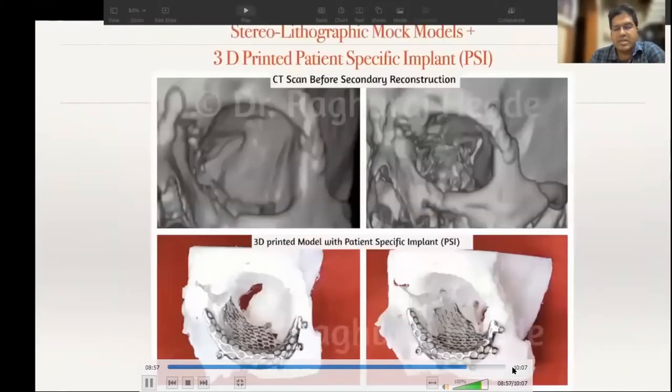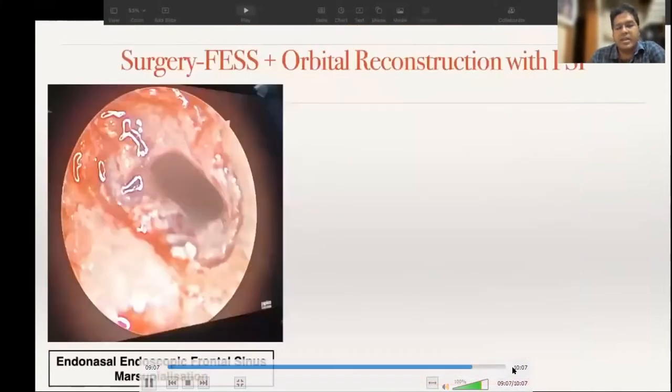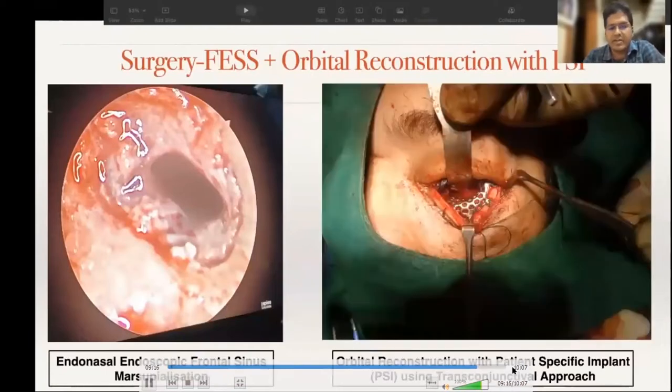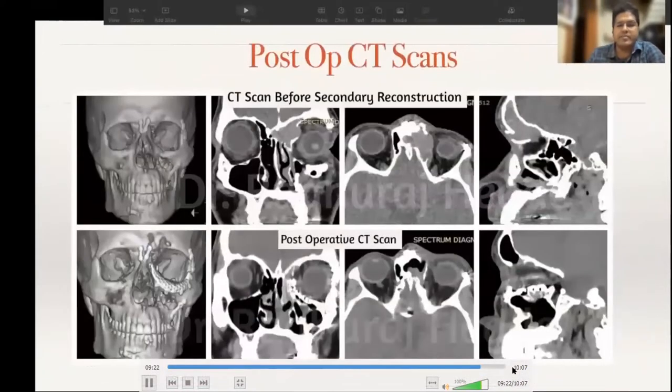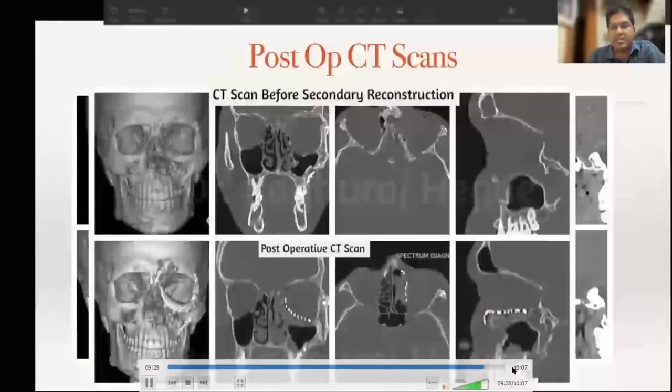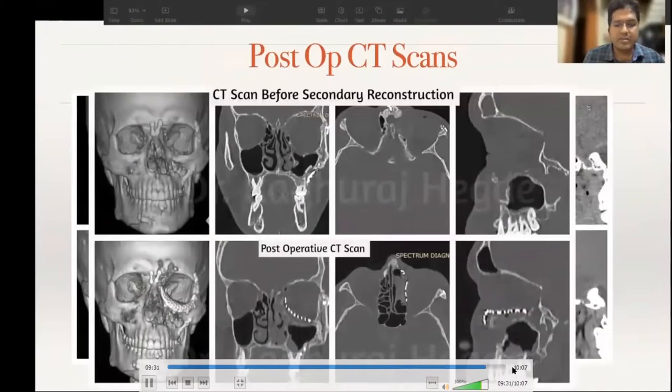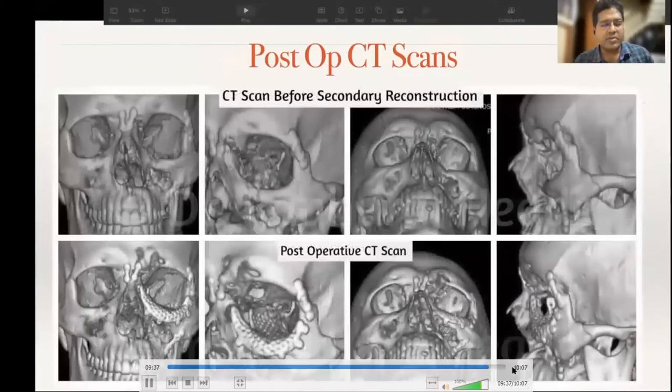Once that was done, we used a mock model to see if the prepared implant would sit properly in the orbit. And once that was done, we went on for surgery, where the ENT surgeon did an endonasal endoscopic frontal sinus marsupialization, while I went on to do a reconstruction using the patient-specific implant that we had 3D printed. So these are post-op scans where we see that the frontal sinus mucocele is completely resolved, as well as the orbit is adequately reconstructed, with the implant sitting right at the posterior edge. This is post-surgery, where we can see it's all completely resolved.